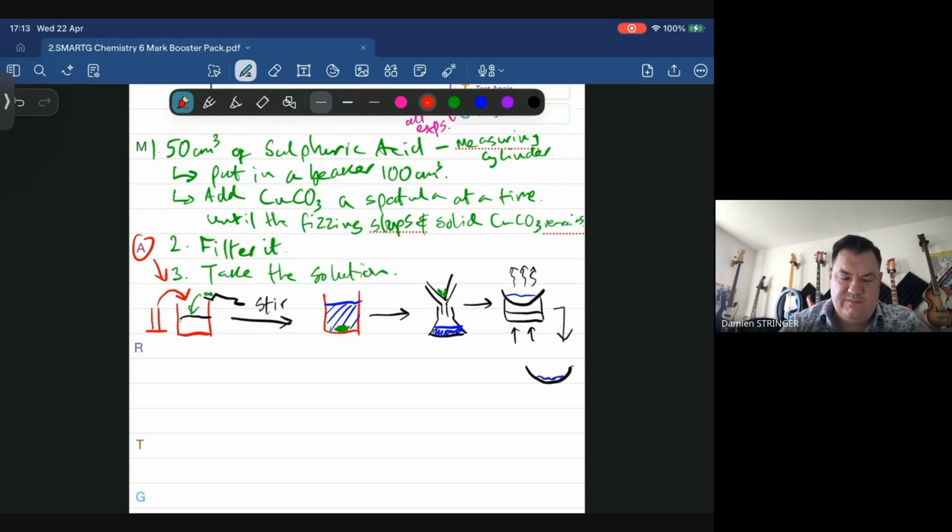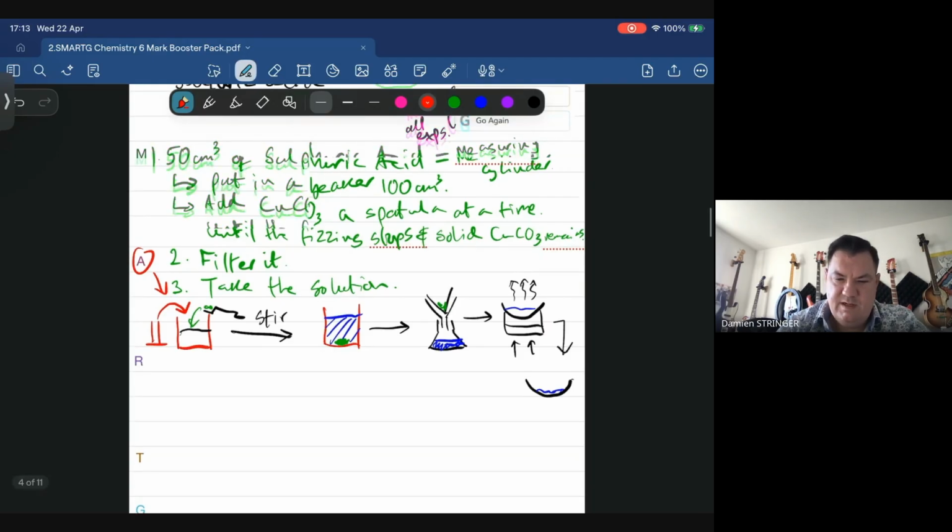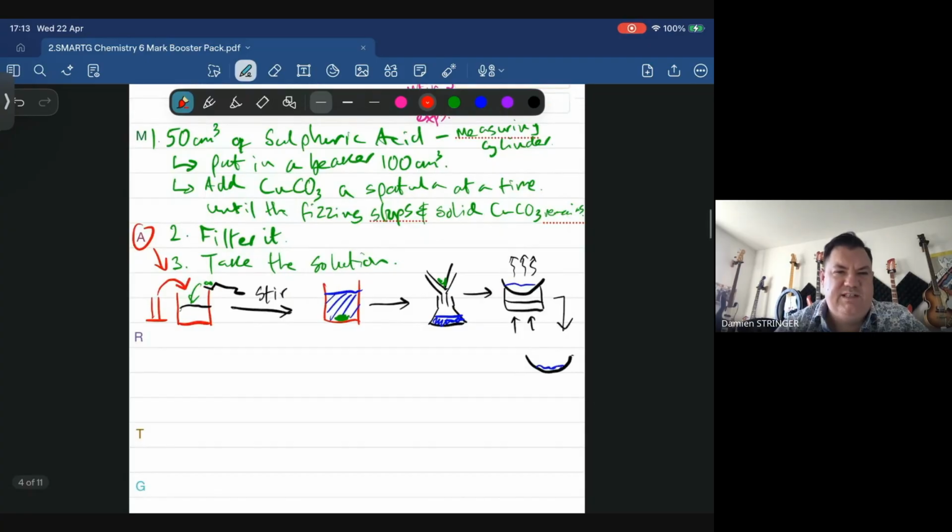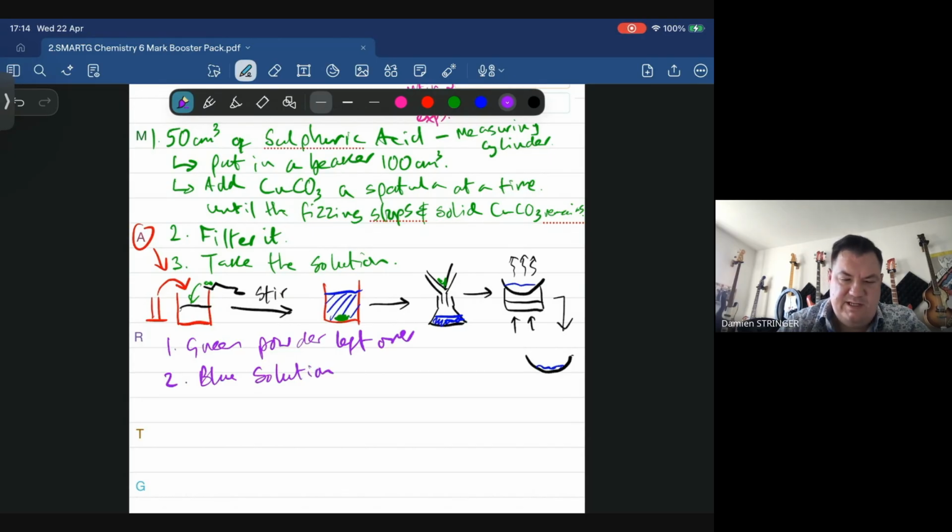So the result, what we're looking for, well, we're not really looking for a result, are we? Other than looking to see if there's green stuff left over. So we might just put that in step one: green powder left over. And then in number 2, we'll be looking for a blue solution. I normally just use the R for all the things I'm looking for at each stage for it to be finished, because this is a multi-step thing. So blue solution, and finally we'd have blue crystals.